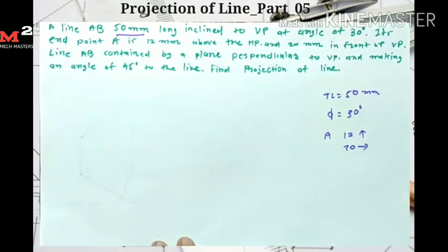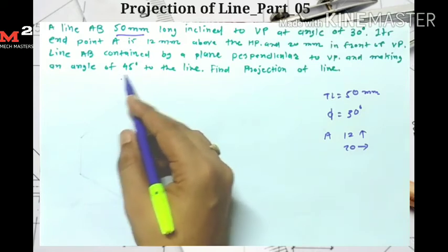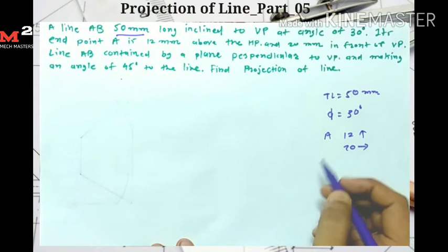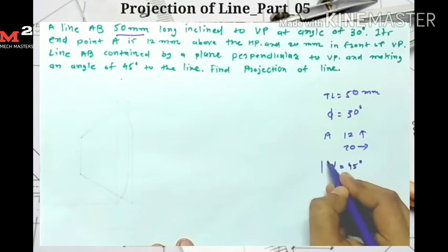The line AB is contained by a plane perpendicular to VP and making an angle of 45 degree to the line. Okay, this data is important, read carefully. Here the line AB is contained by a plane which is perpendicular to the VP, making an angle of 45 to the line. If the plane is perpendicular to VP and makes an angle 45, it is made with the horizontal plane, and made by the line. So it is the angle made by our final front view, and this angle is the apparent angle alpha. This data is very important to understand.